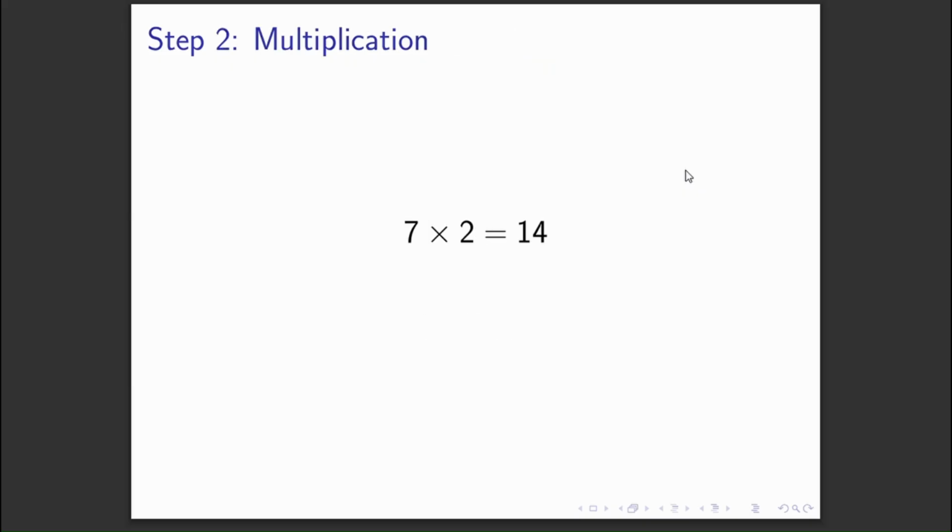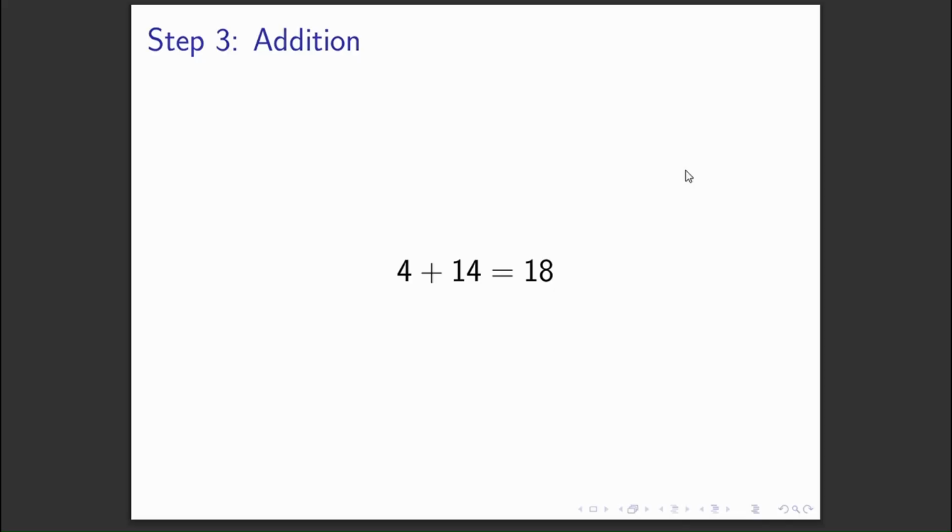Now the next operation is the multiplication operation. So I will multiply 7 with 2. I will get 14. And now I'm going to substitute this value. When I substitute this value, I will get 4 plus 14. We know that 4 plus 14 is 18. So this is our answer.